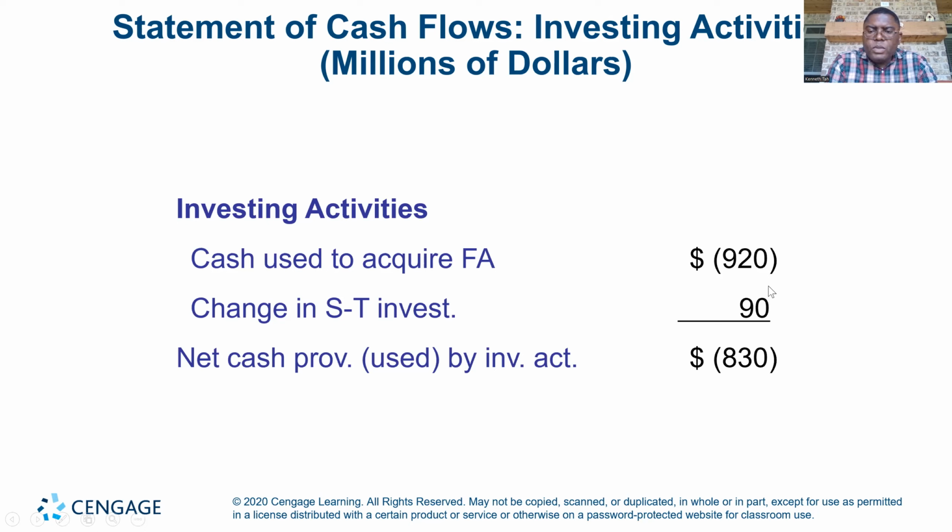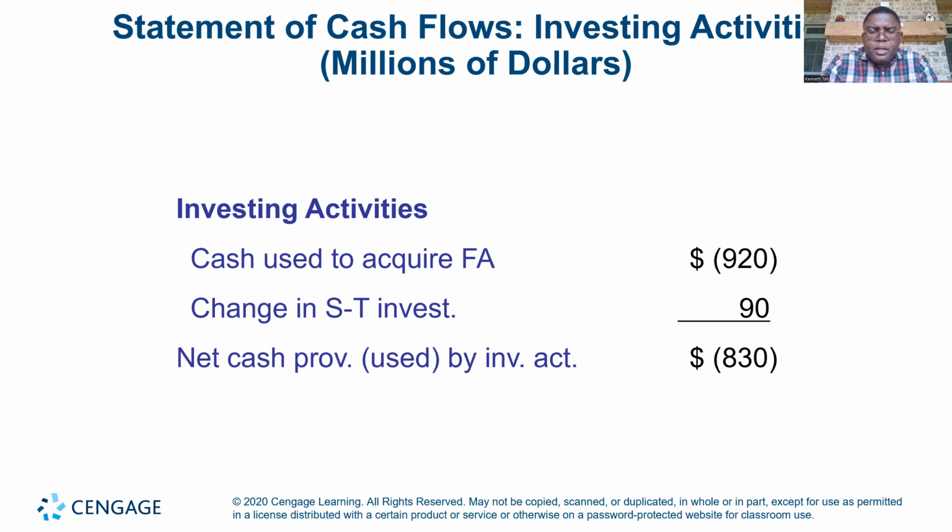So that leaves us with a total of negative 830 million. So the net cash flow that is provided or used by investing activity is a negative 830 million. So it's a negative cash flow from investing activity.